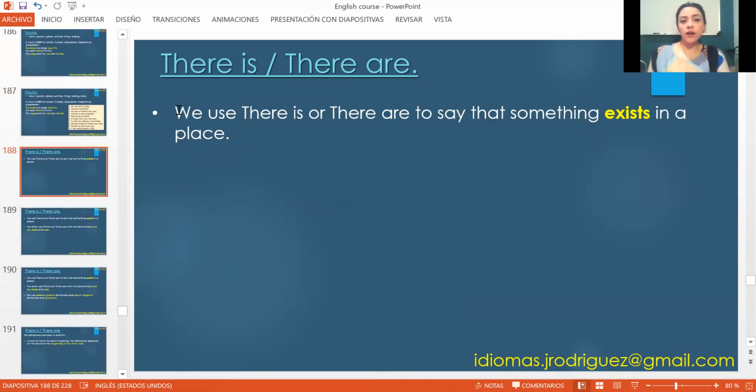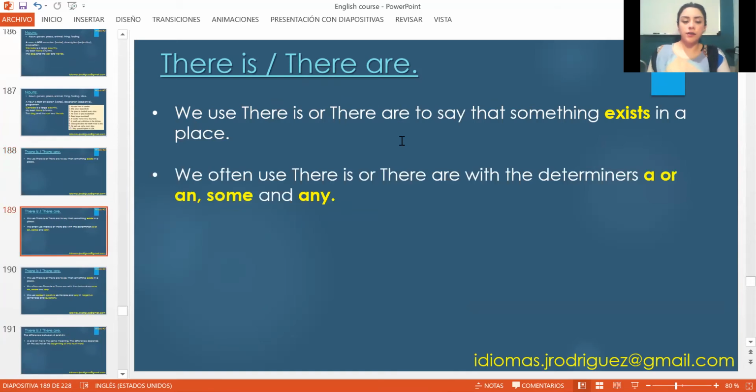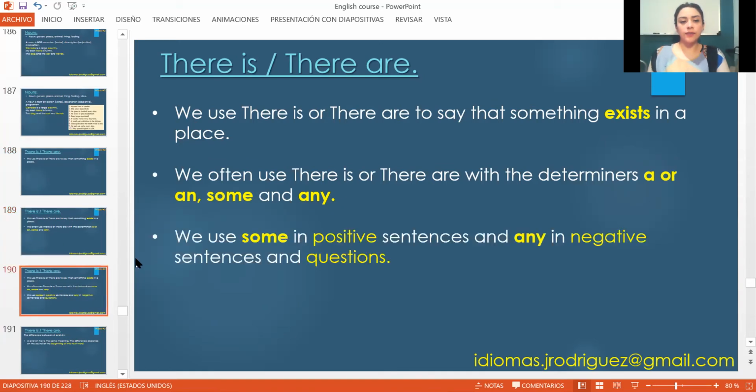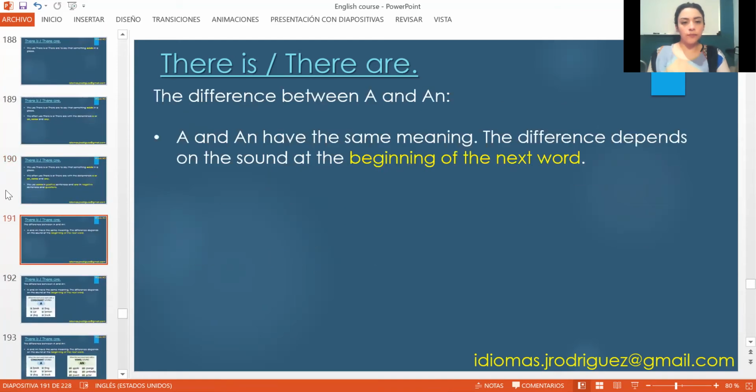We check the meaning of there is and there are. That is to say something that exists in a place, okay? Basically, the verb haber. We often use there is or there are with the determiners a or an, some, and any. We use some in positive sentences and any in negative sentences and questions. This is important. We're going to check it today.